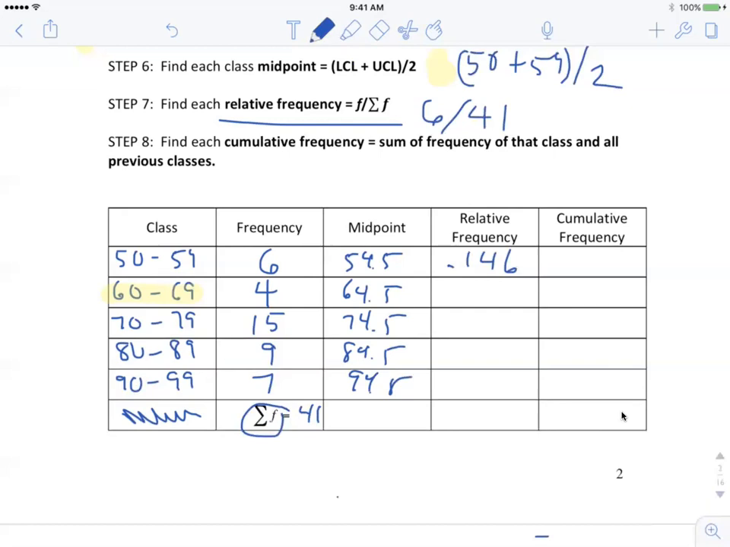Okay, so I'm going to do that for each one. 4 divided by 41, I'm getting 0.0975, so that's going to be a 0.098. 15 divided by 41, 0.366. 9 divided by 41, that's going to be a 0.220, isn't it? Because it's 2195. So the 5 bumps the 9 up to a 0 and the 1 up to a 2. All right. Tricky rounding. And then 0.171 for that last one.